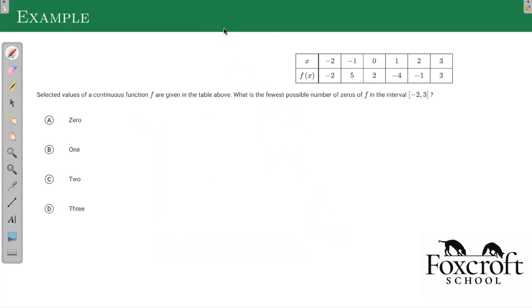But the way you apply it is really what's important for the AP exam. So here's a multiple choice question. They say we have this continuous function. It's really important they say it's continuous if you're using the intermediate value theorem. What is the fewest possible number of zeros of f on this interval? Let's draw what they're telling us.